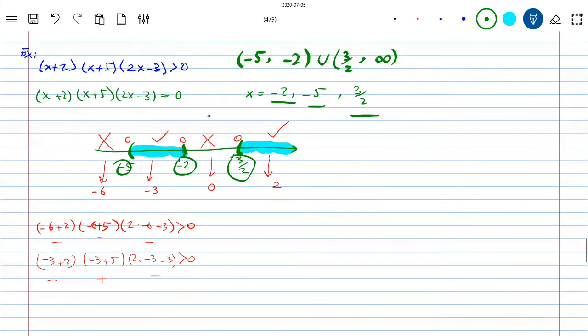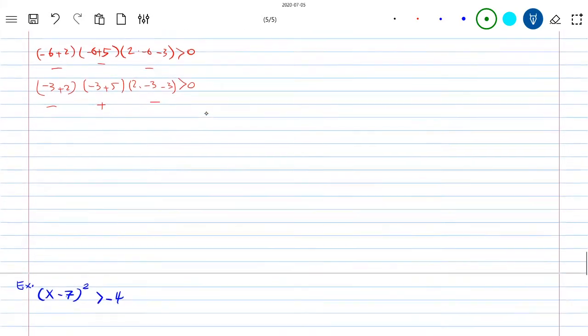Okay, I hope this was clear enough. Let's see if there's one more example. I have another example just to show you as well. This is a good one as well. So here, let's solve this inequality.